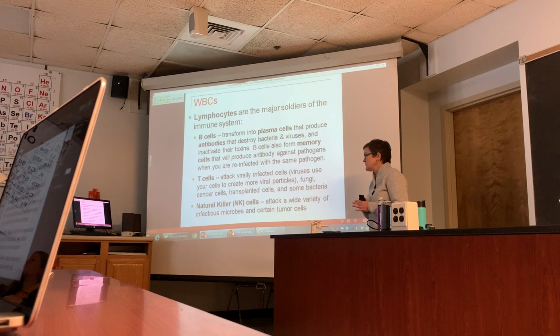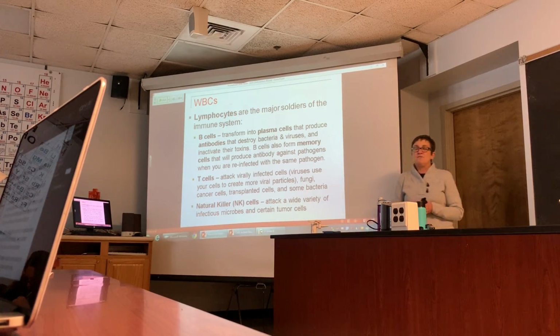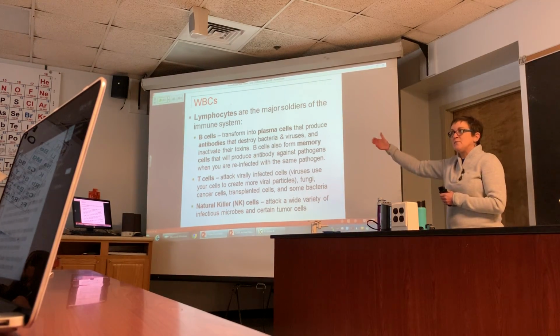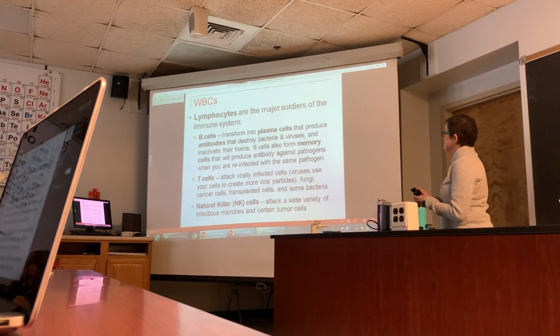Another one, natural killer cells. These also attack many of the same things T cells attack. They were once thought not to give you long-term immunity, but now research is showing that they actually do play a role in long-term immunity. So natural killer cells may actually have some memory that they maintain into the future as well.